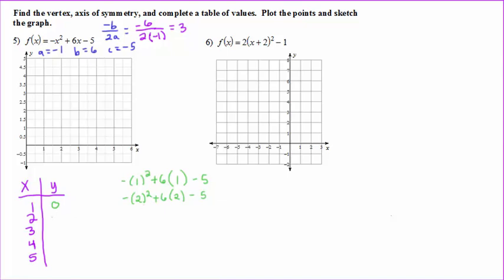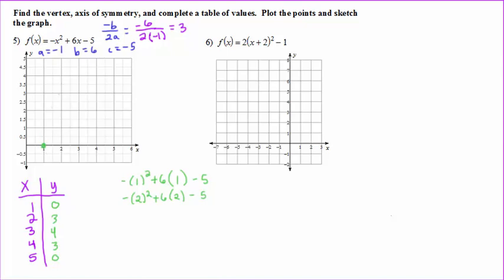Plugging in 2, you get 3. Then you plug in 3 and work it out, and you should get 4. Plug in 4, work it out, and you get 3. Plug in 5, work it out, and you should get 0. This should always happen: the numbers closest to your vertex, 2 and 4, gave us the same answer. The numbers farther away, 1 and 5, gave us the same answer. That's how we get this nifty symmetry for our parabola.